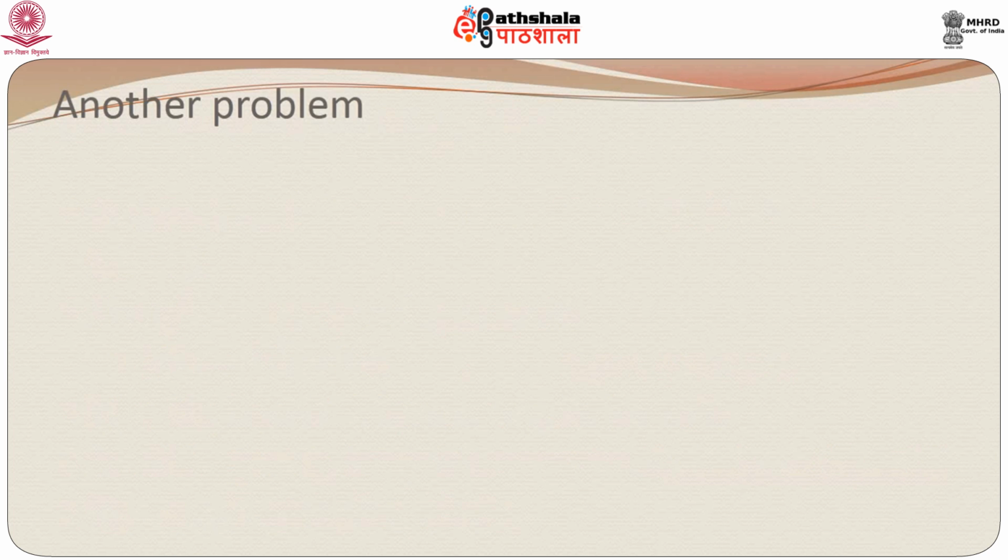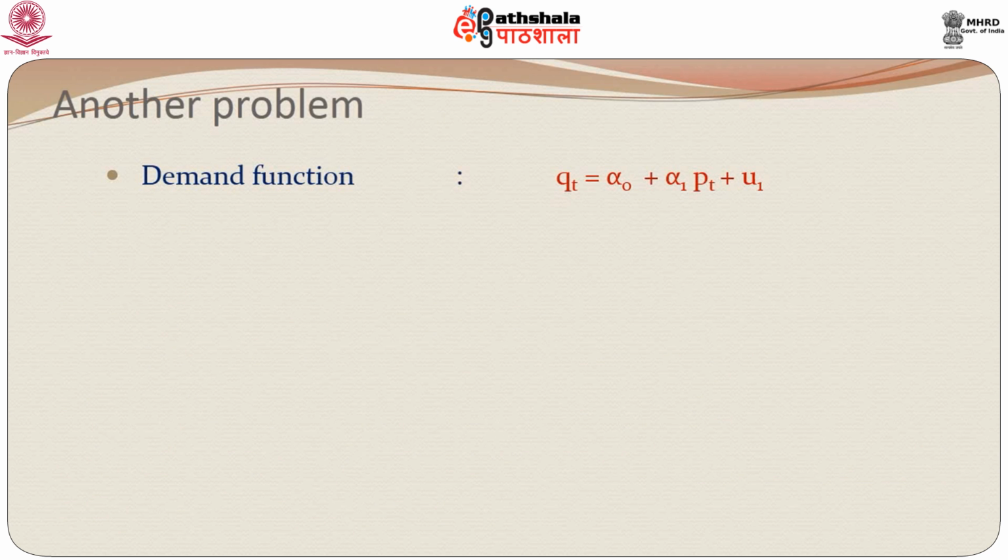Now, let us look at another problem. We have the demand function as before. So, we have Qt is equal to alpha naught plus alpha 1 Pt plus E1. In addition, we have a supply function where the quantity supplied is given by beta naught plus beta 1 price plus another disturbance term. Again, quantity supplied would depend on what the price is. In this case, unlike demand, the more the price, generally the more the quantity supplied.